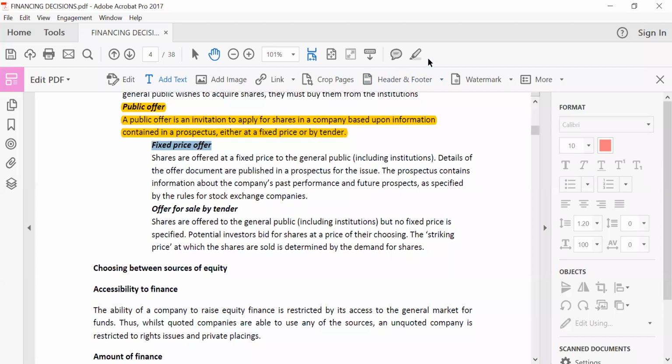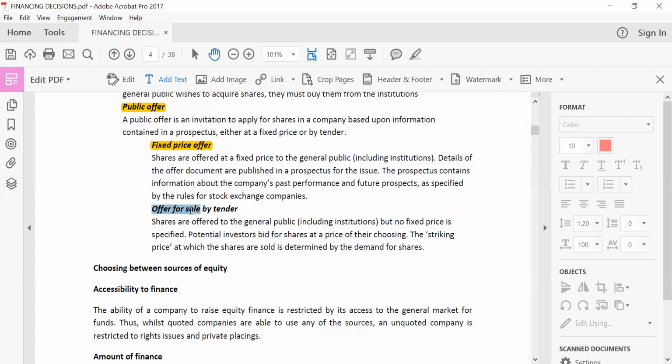A fixed price offer. The name actually explains itself, right? Shares are offered at a fixed price to the general public, including institutions. Details of the offer documents are published in a prospectus for the issue. So basically, the value of the shares is at a fixed price. It is not going to be variable, or a price of a share which is going to change. It's going to be fixed, right?